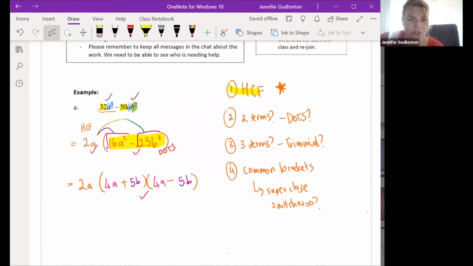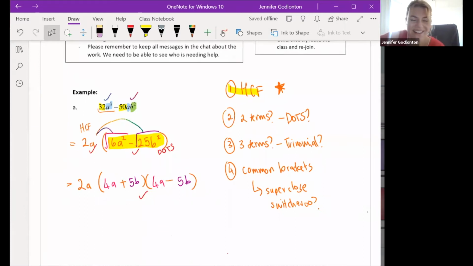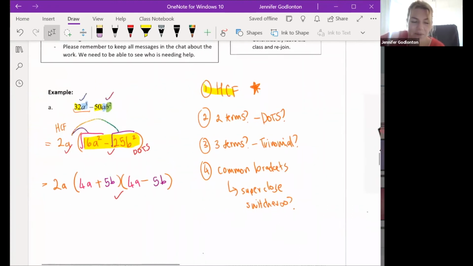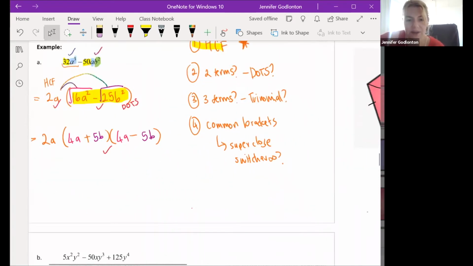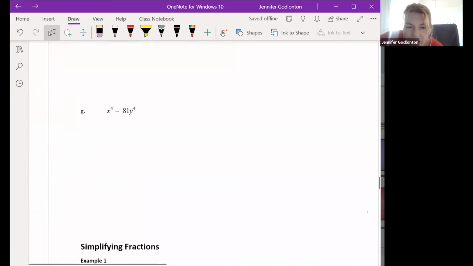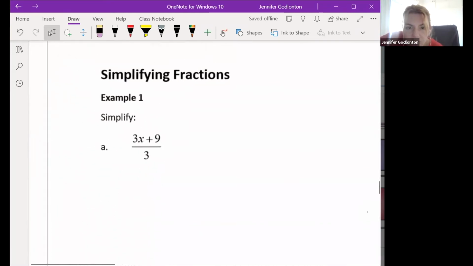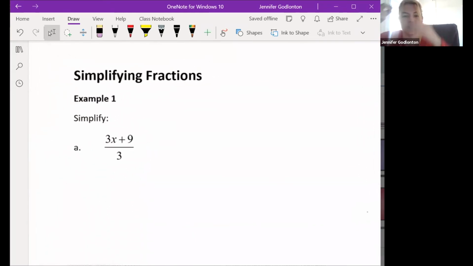I think what we should do is jump straight into some fractions though. Some of these are going to feel a little bit easy, but I just want to slowly ease you in. I just want to have a look at this one, and then we're going to look at some trickier ones after this.